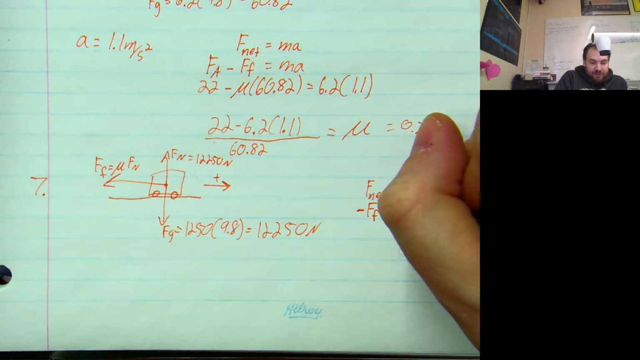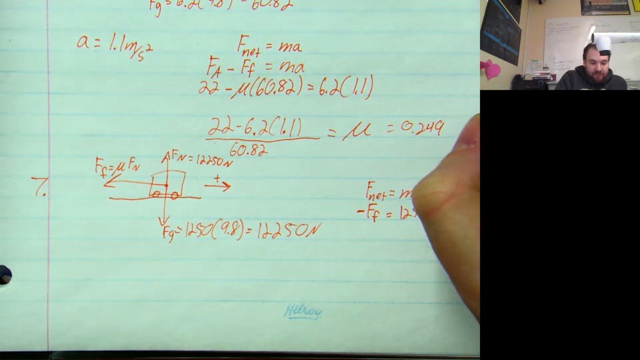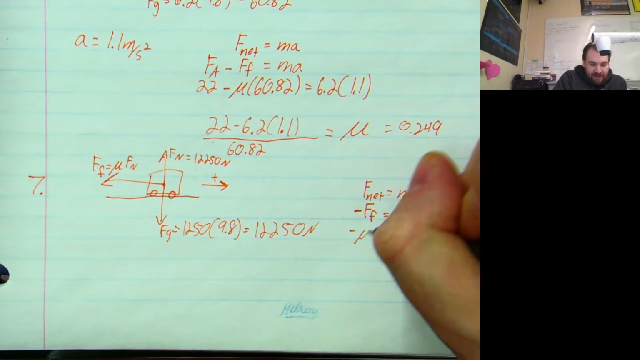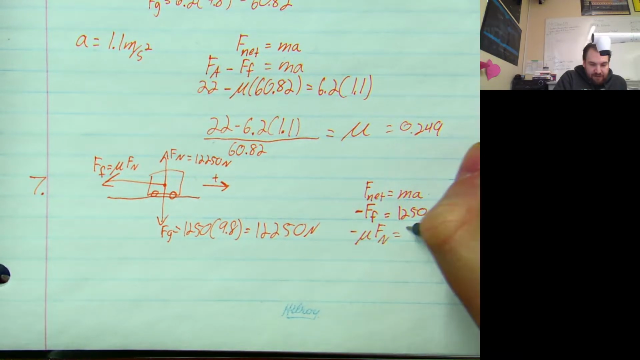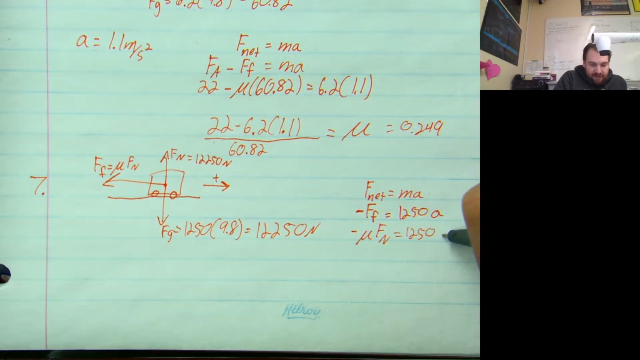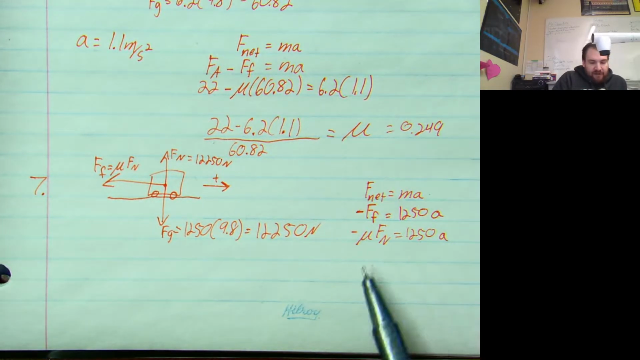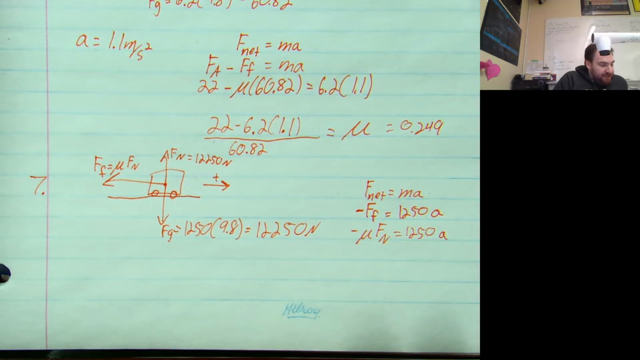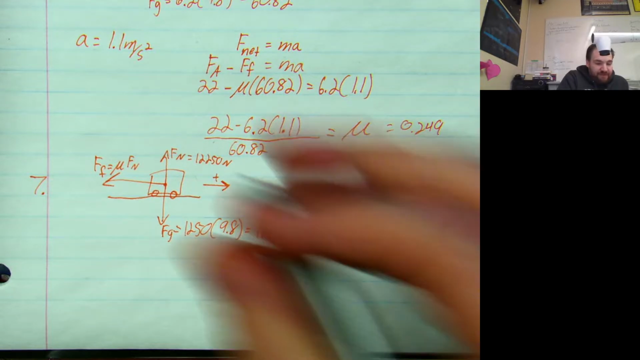equals 1250 times A. Now, we have to go through and find A, because here I'm going to have negative mu Fn equals 1250 A. So we need A. Given the information in the question, how do we find A? Kinematics. What's VI?